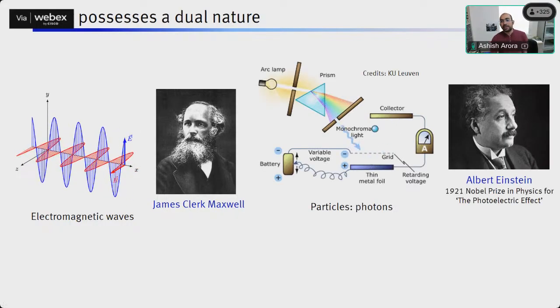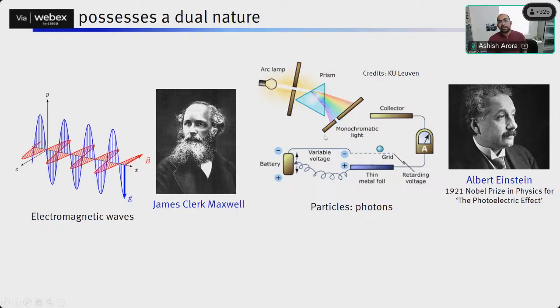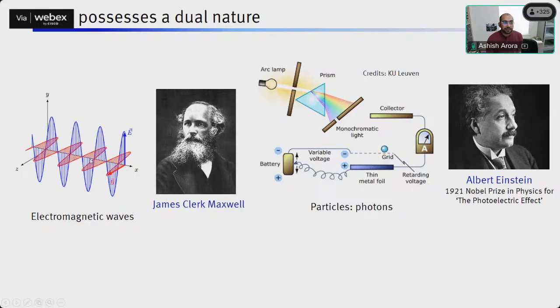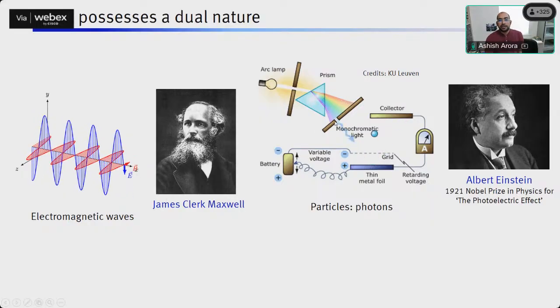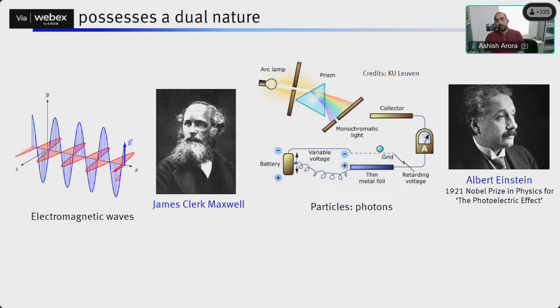But Einstein again came later, around 1905, where he told that actually some of the experiments cannot be explained by the wave nature of light, meaning if you shine light on certain materials, certain metals, you can eject electrons from the metals.